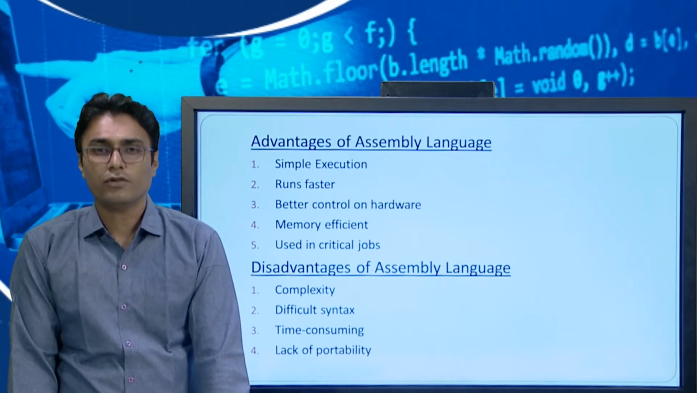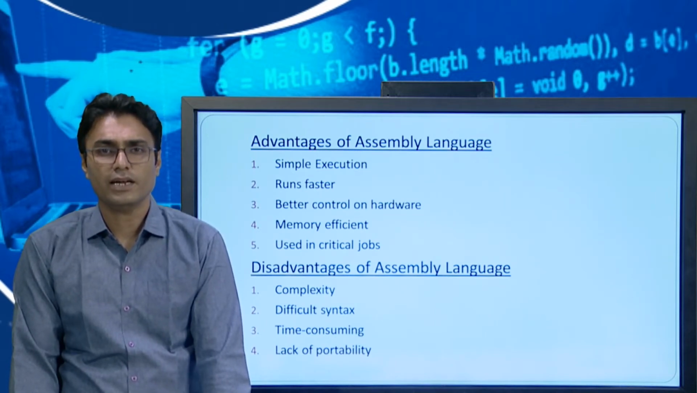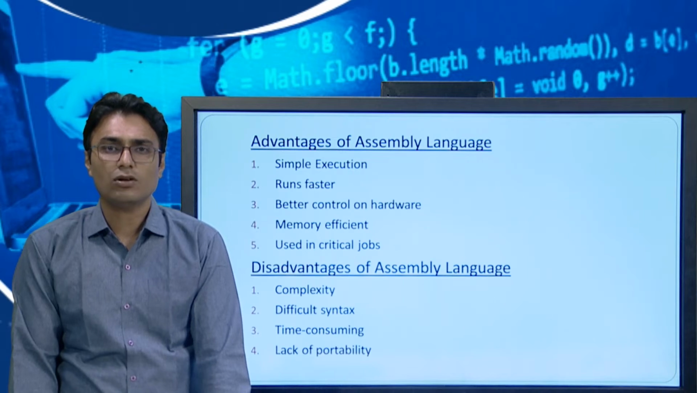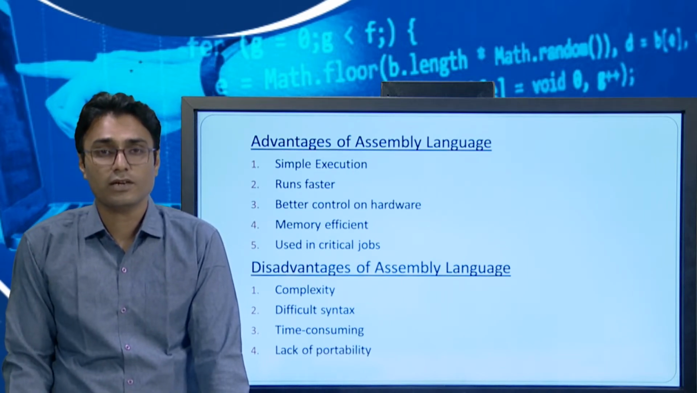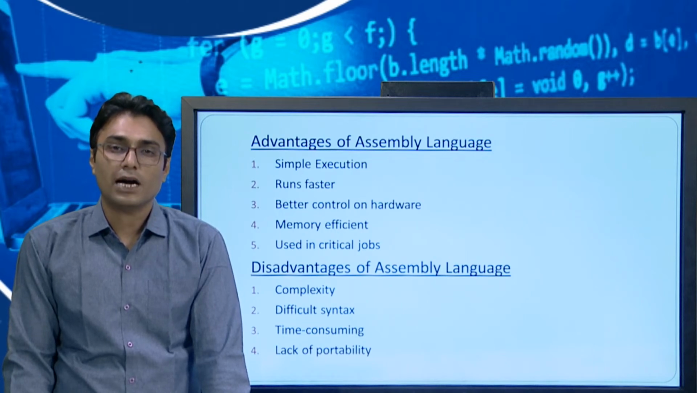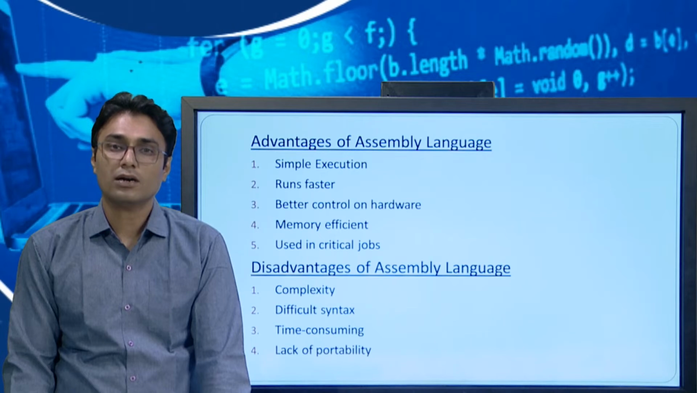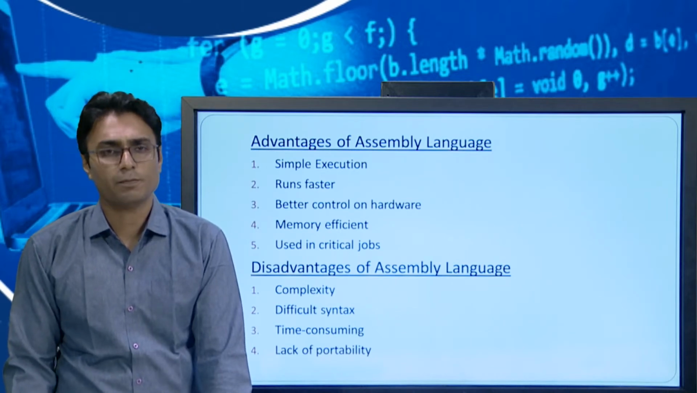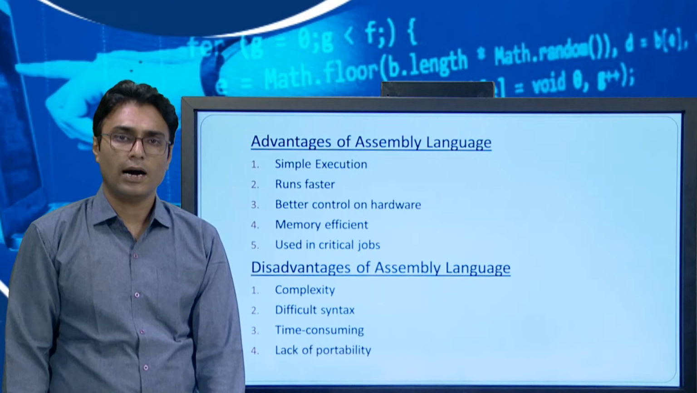The other reason for quick execution is the optimal use of resources. It utilizes only those resources that are required for the execution of the specific job. Compare this to its counterpart, high level languages, where more resources are used, affecting execution speed. Then the third one is better control on hardware.